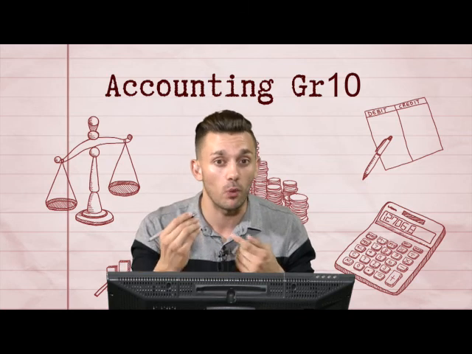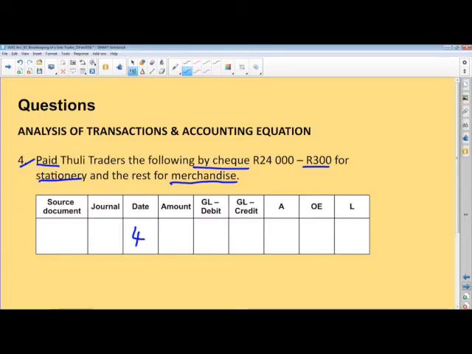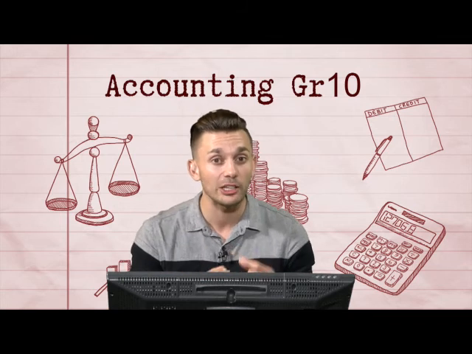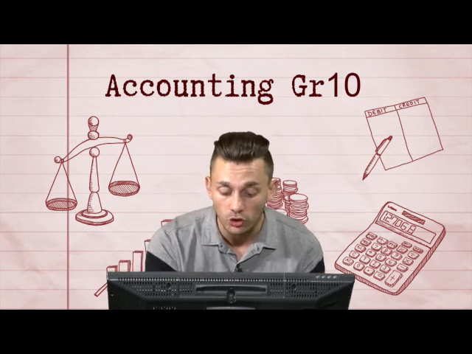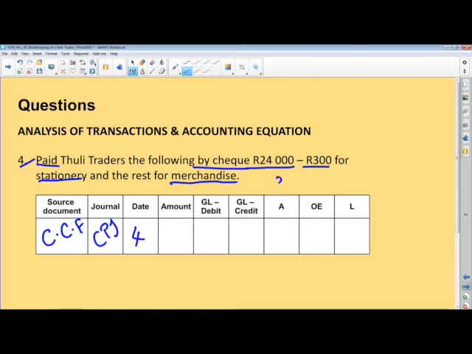Now let's go and see what the source document is. The source document will be, again, your check counter foil, the check stub on the side, and you are paying, so it will be your cash payments journal. Now, what did we buy? Why did we pay? Let's go and look. We've paid 24,000 in total. So this 24,000 was for 2 items. The very first item they say was stationery. And I'm going to abbreviate stationery a bit. We bought 300 worth of stationery. Now, stationery will be an expense.